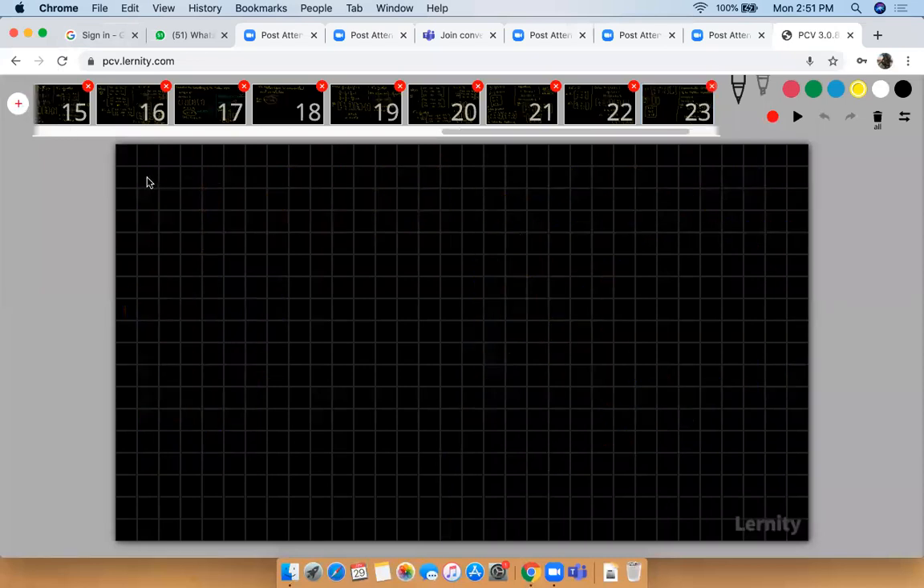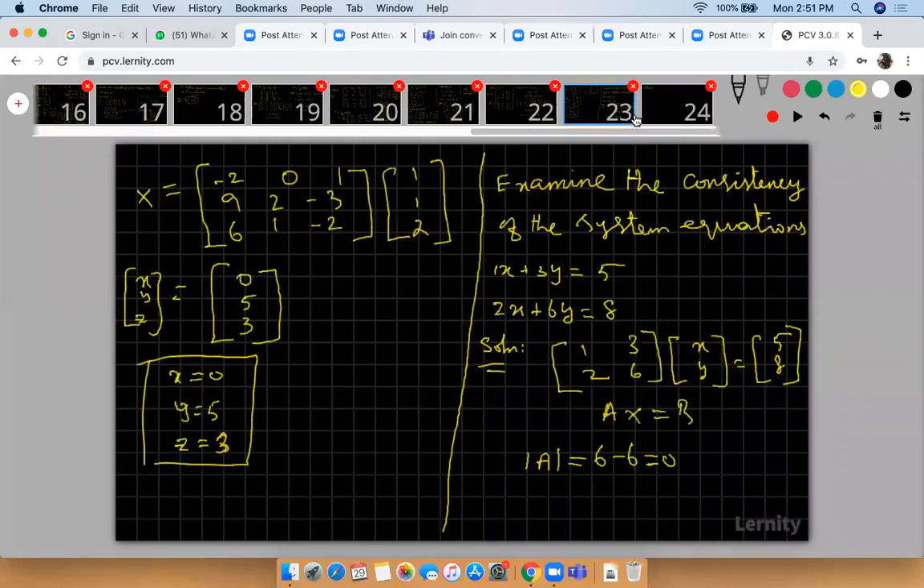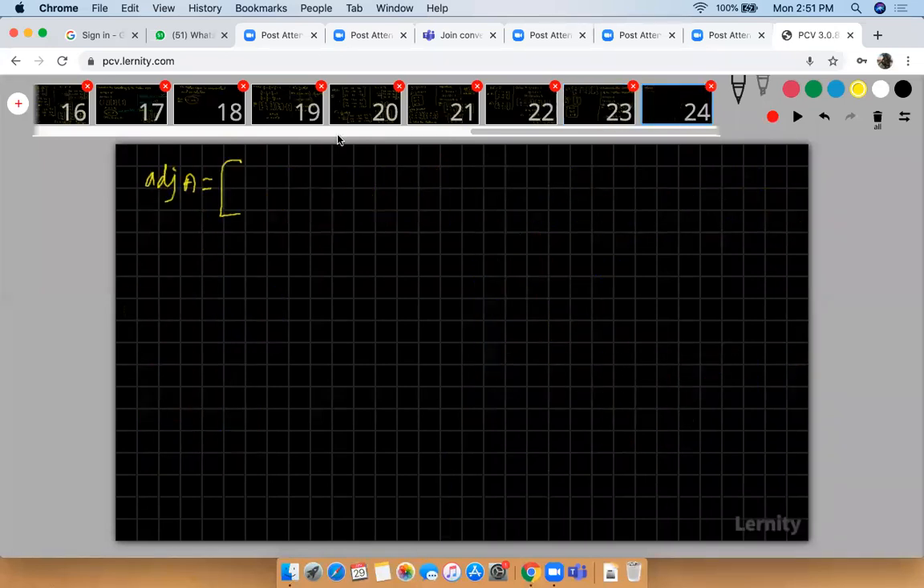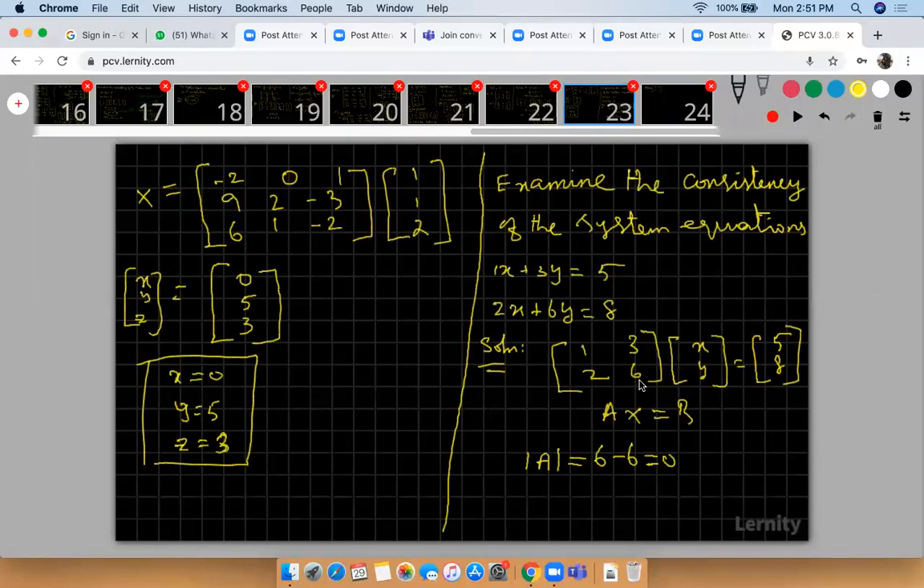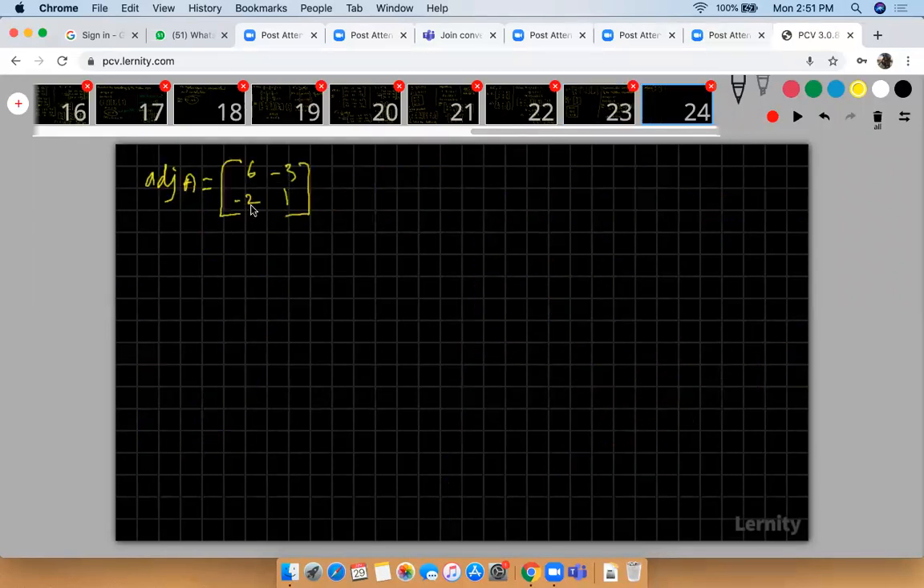Now come to that. Find adjoint of A. I have already told that for the adjoint of A for a 2 cross 2 matrix, it is very simple. Just interchange these two elements and change the sign of these two elements. So this is 6, 1, and minus 2, minus 3. Interchanging 1, 6 gives 6, 1, and the other two elements become minus 2 and minus 3. So now multiply adjoint of A into B.